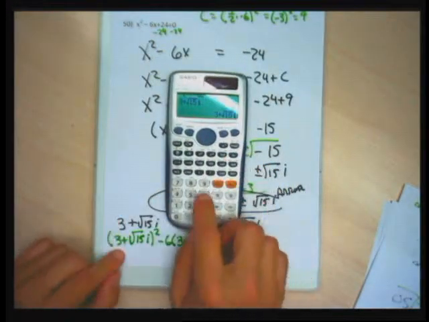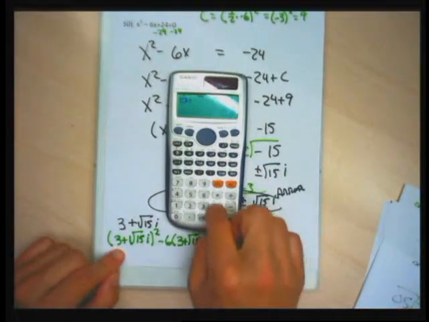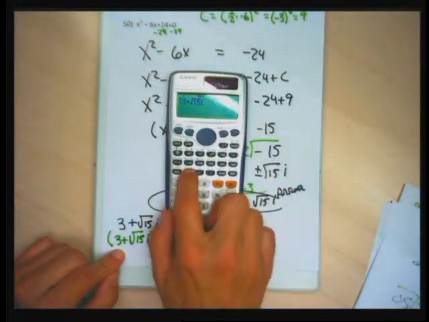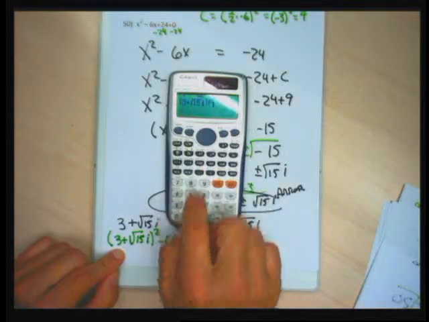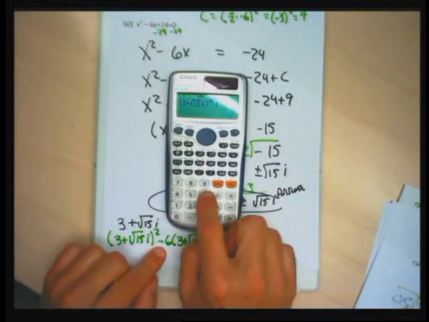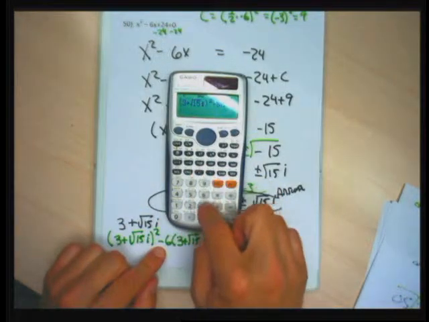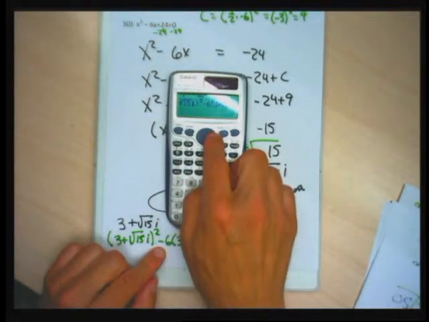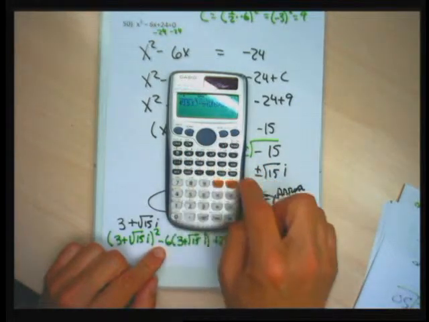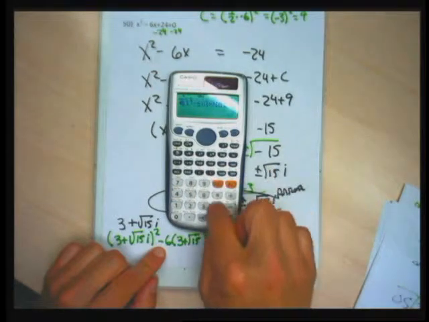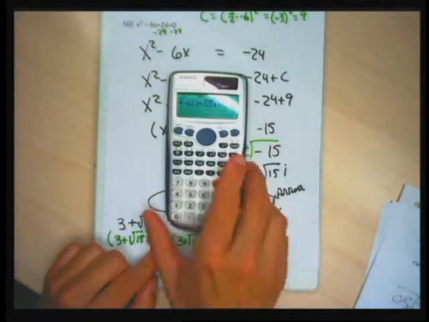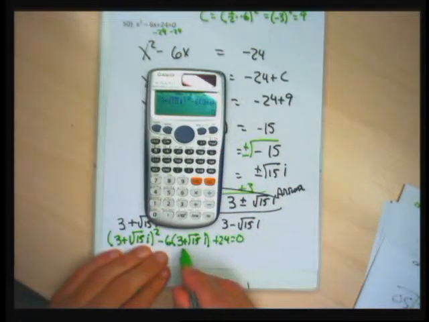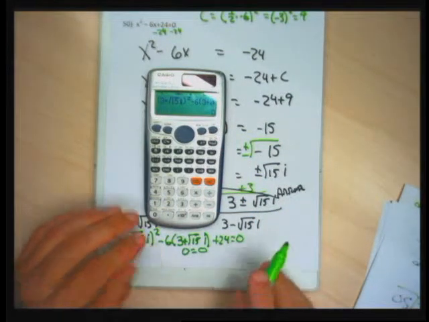Kinda. So first I go 3 plus square root of 15, arrow out of the radical, get my I, parentheses squared, and then minus 6 parentheses 3 plus the square root of 15, get out of the radical, I, close my parentheses, plus 24. You can't even see it, but I did it hopefully correctly. And this reduces to 0 equals 0, so that one's okay.